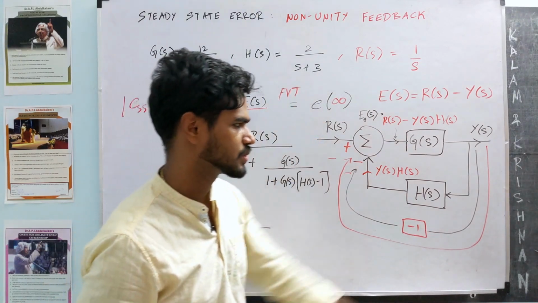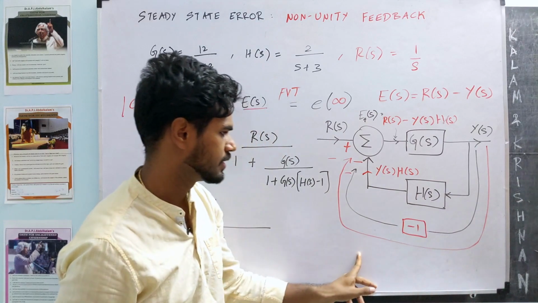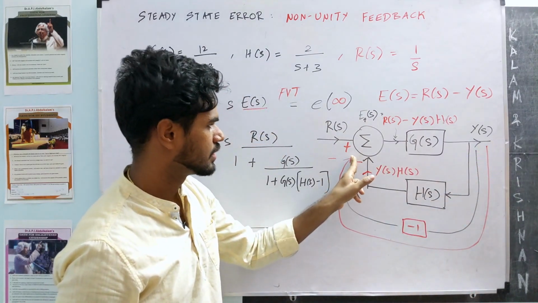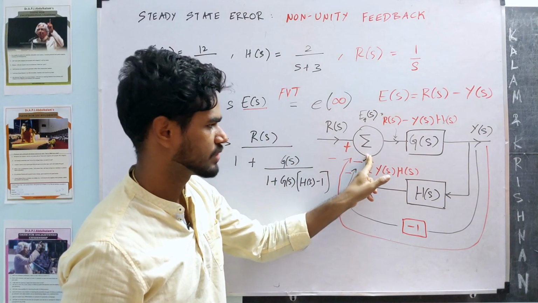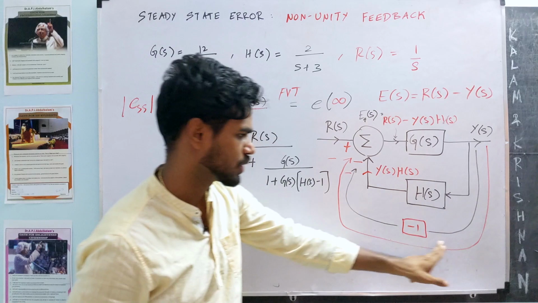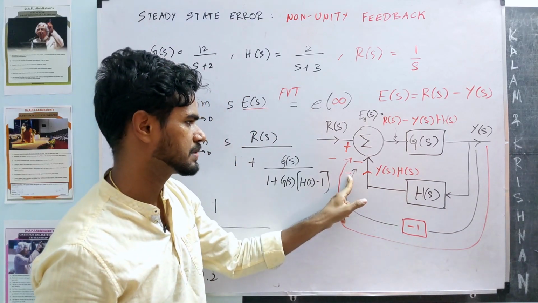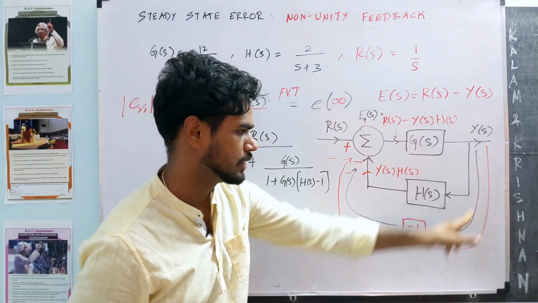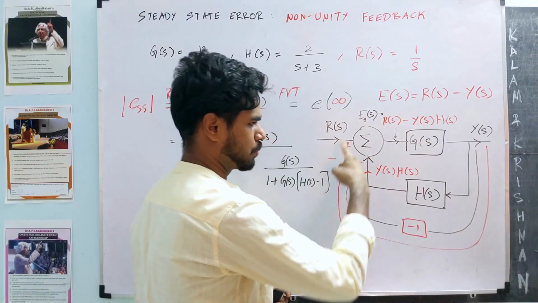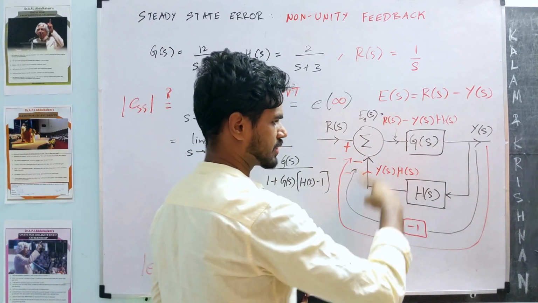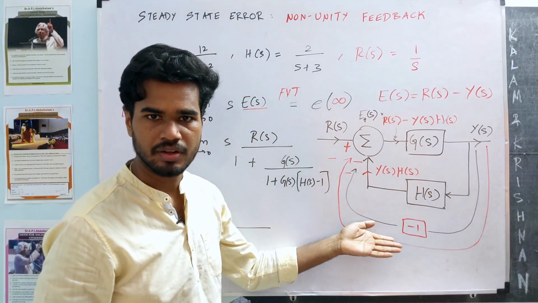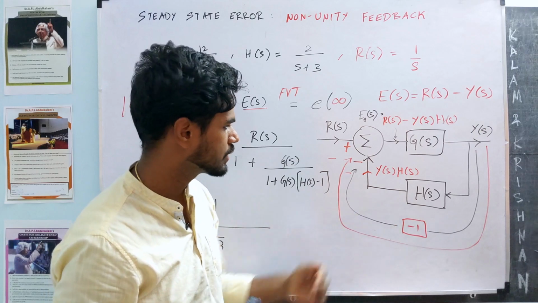So I added a unity feedback, that is Y of s becomes minus Y of s in the summation point. To compensate for that, I added plus Y of s, which is minus 1 times minus, this inner loop. Now we have the non-unity feedback system in the outer loop. If we can somehow reduce the inner loop into one single transfer function, we'll end up with a unity feedback system. So let's do that.